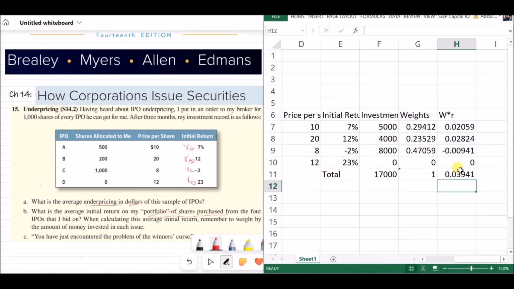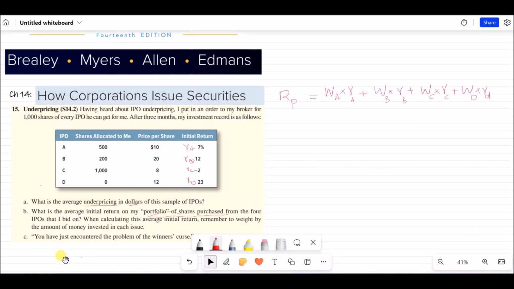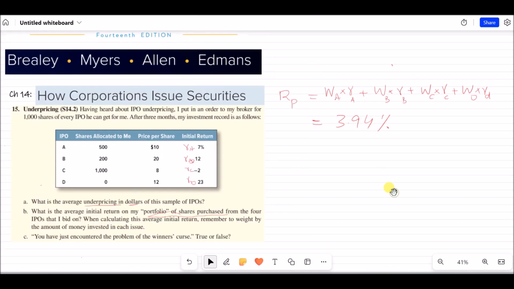Okay, so these are our returns: 0.0394. If we want to write it in percentage, it will be 3.94%. So this is our part B.